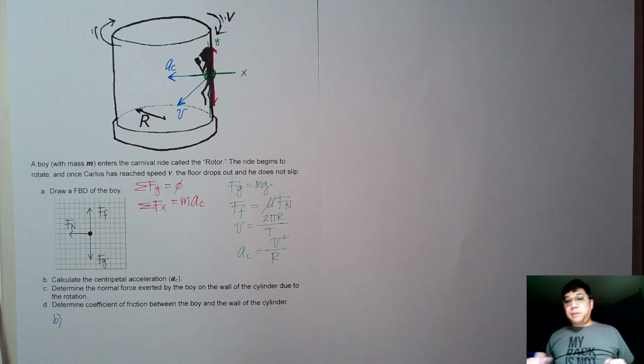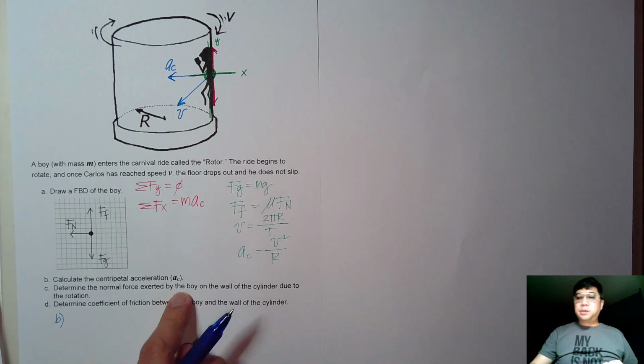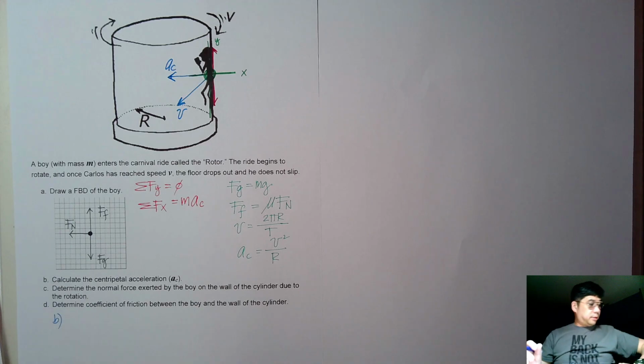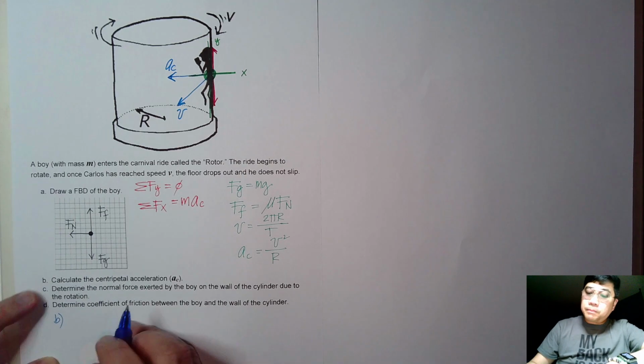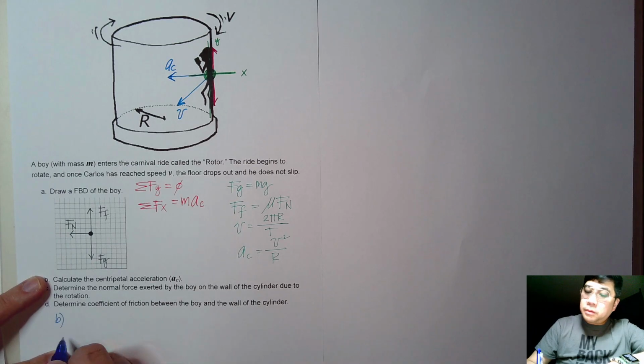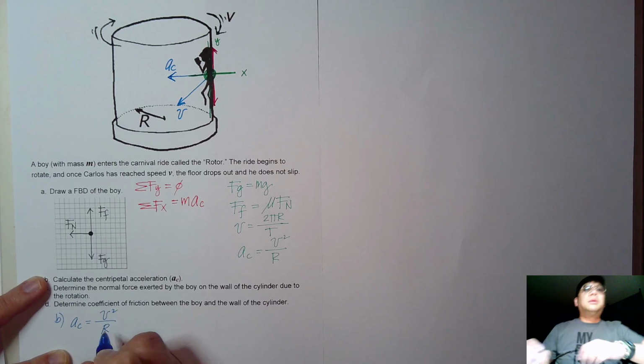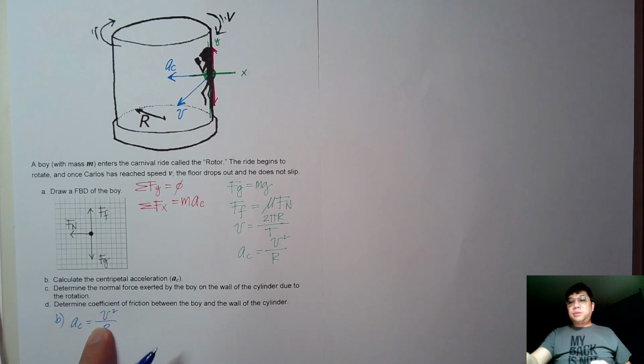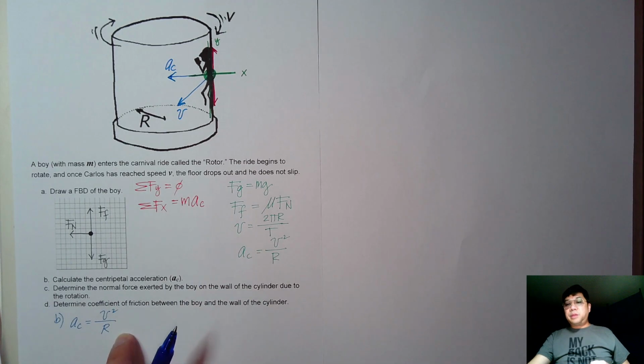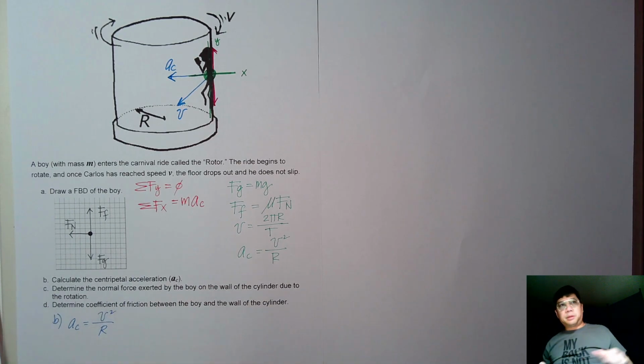So for letter B, you are being asked to calculate the centripetal acceleration. In this case, our centripetal acceleration a_c is v squared over r. Basically, since you are provided with the velocity and the radius, that's your centripetal acceleration.